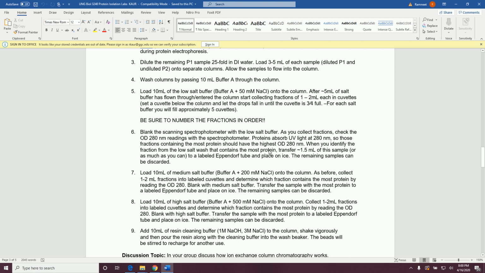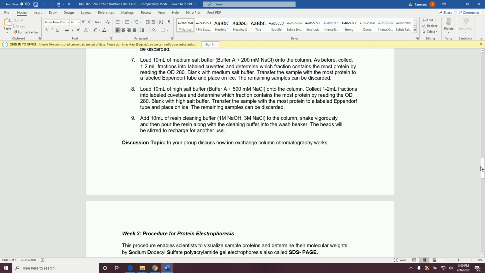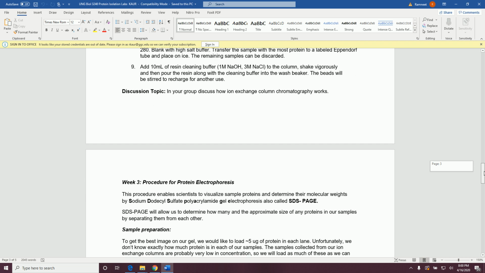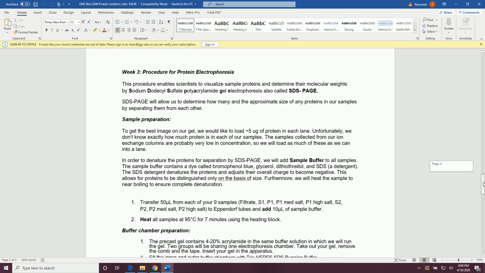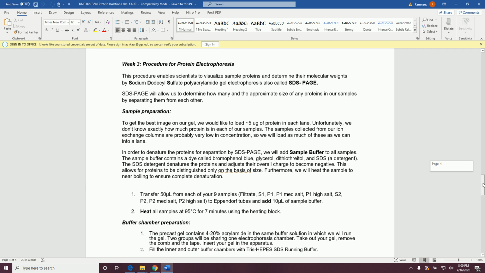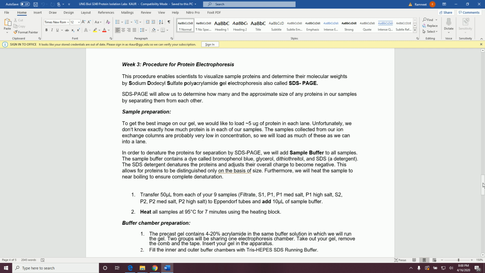So we check the OD in the UV range using the spectrophotometer, and on the basis of the OD, we can select some of the fractions and discard others. Usually if the OD is more than 0.1, we keep the fraction. If the OD is less than 0.1, we usually discard it. Last week you would have collected all the fractions and kept them in the fridge, and next week you would run the protein electrophoresis gel.